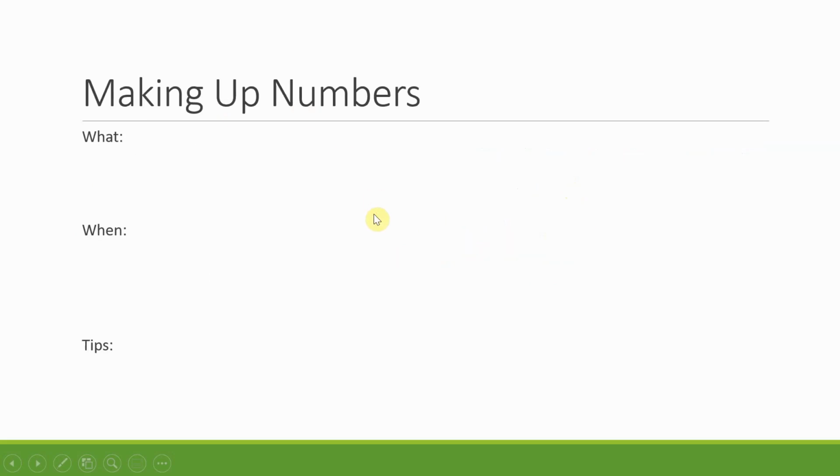Now let's go to the making up numbers strategy. This one is weird because it takes some getting used to. It's not like anything you've ever done before. It's also often the most useful because it can be used in such a wide variety of problems. If you get really good at it, it can make a huge difference.